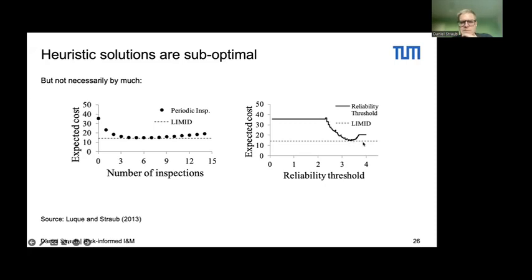Other people have found bigger differences. Some people found similar results, other people also found bigger differences. It depends on the case. You can surely find cases where these simple heuristics are not the best, for example, if the inspections perform badly. But overall, if you find a good heuristic, you get results that are not that far from what you get with other approaches.